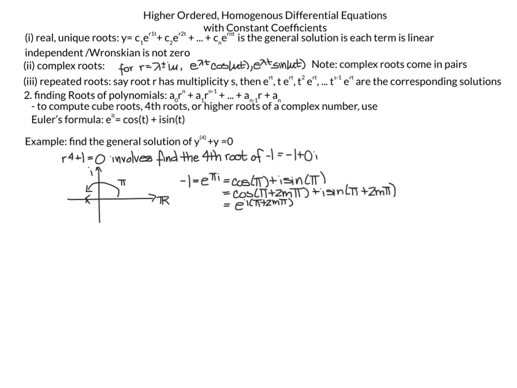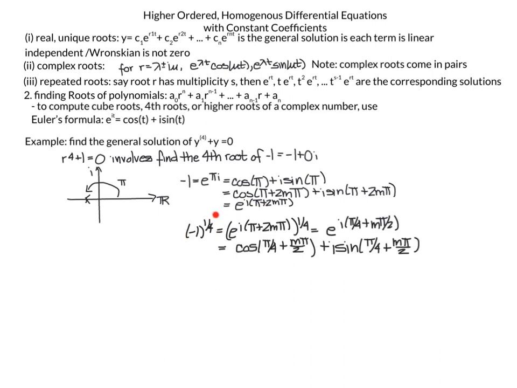And back to our equation, we have negative 1, and we express that as e to the pi i, which is also equal to cosine of pi plus i sine of pi. And this is true because when you come around 2 pi, you get back to your negative 1, so we want to express that as cosine of pi plus 2m pi, where m is any integer, plus i sine of pi plus 2m pi, which is e to the i times pi plus 2m pi.